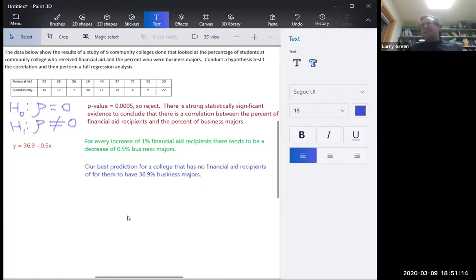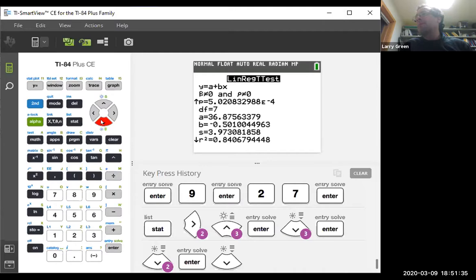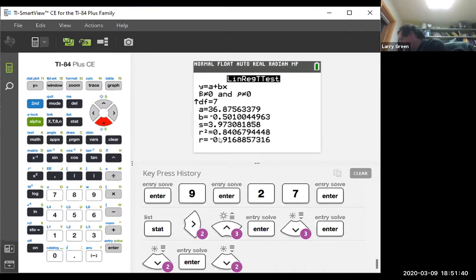Okay, so next is, and let me go back to my calculator because I didn't talk about it, and I didn't want to overwhelm you with stuff. I want to show you more things. You will see if I go down, R squared is 0.84, and R is negative 0.92. Any questions so far?